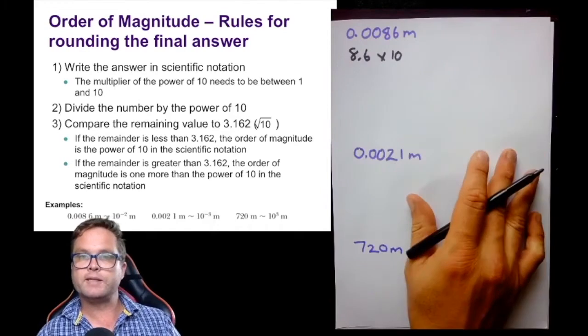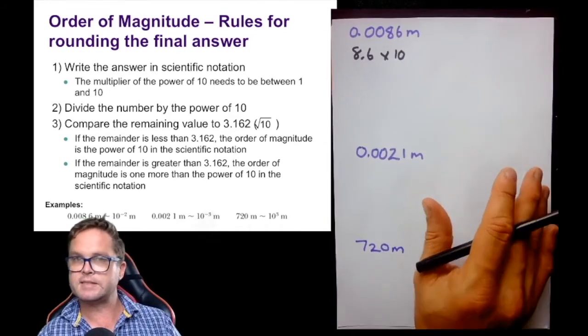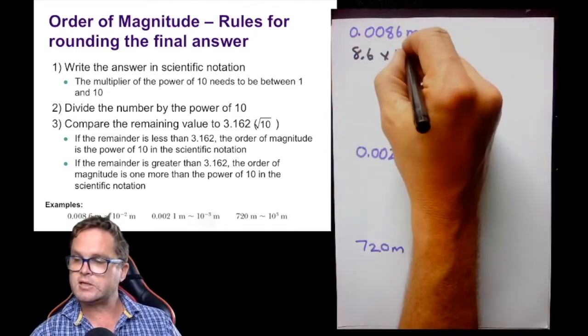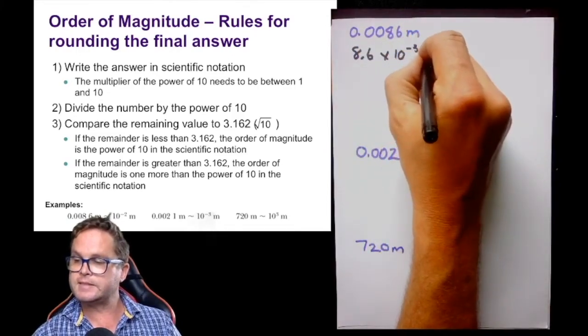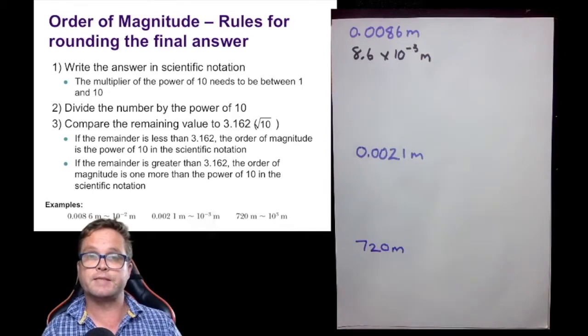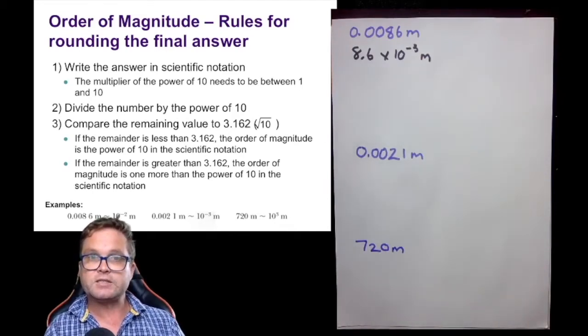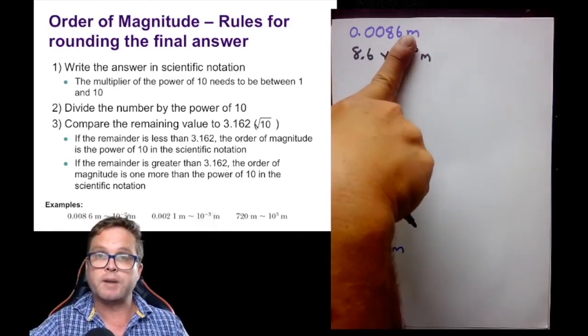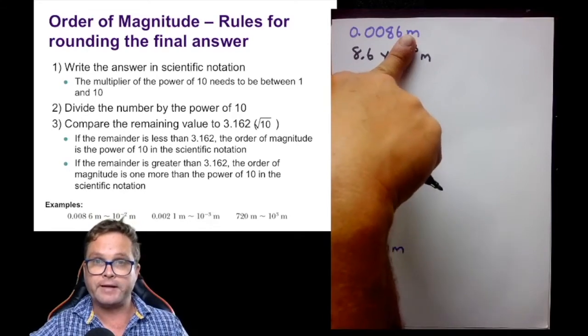So we write 0.086 as 8.6 times 10 to the minus... I would need to move this decimal point 1, 2, 3 spaces. So it's times 10 to the minus 3 meters. That's the first step of the recipe. The second step says divide the number by the power of 10. Another way of thinking of that is just to ignore this power for now. We're not going to look at this power. We're just going to look at the number in front, okay?